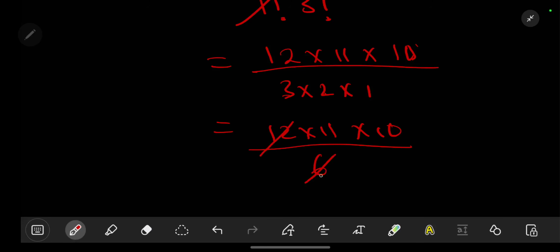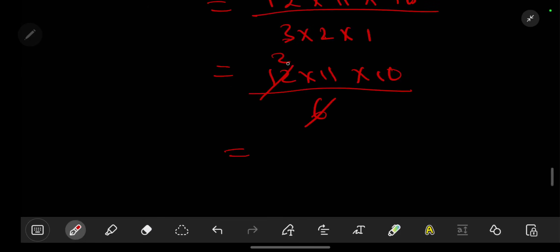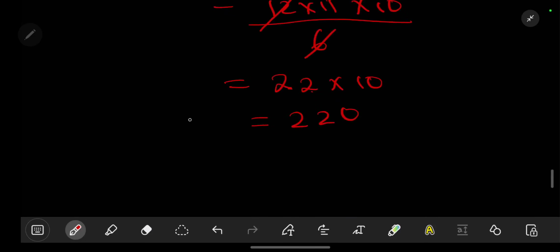We divide 12 divided by 6, that's a 2. So we are going to have 2 times 11, it will be 22 times our 10. Which is going to give us 22 times 10, we are going to have 220. So this is the 12 combination 3, which was the same as written like this. This is very, very important, as we are going to be using this knowledge. So that will give us 220.